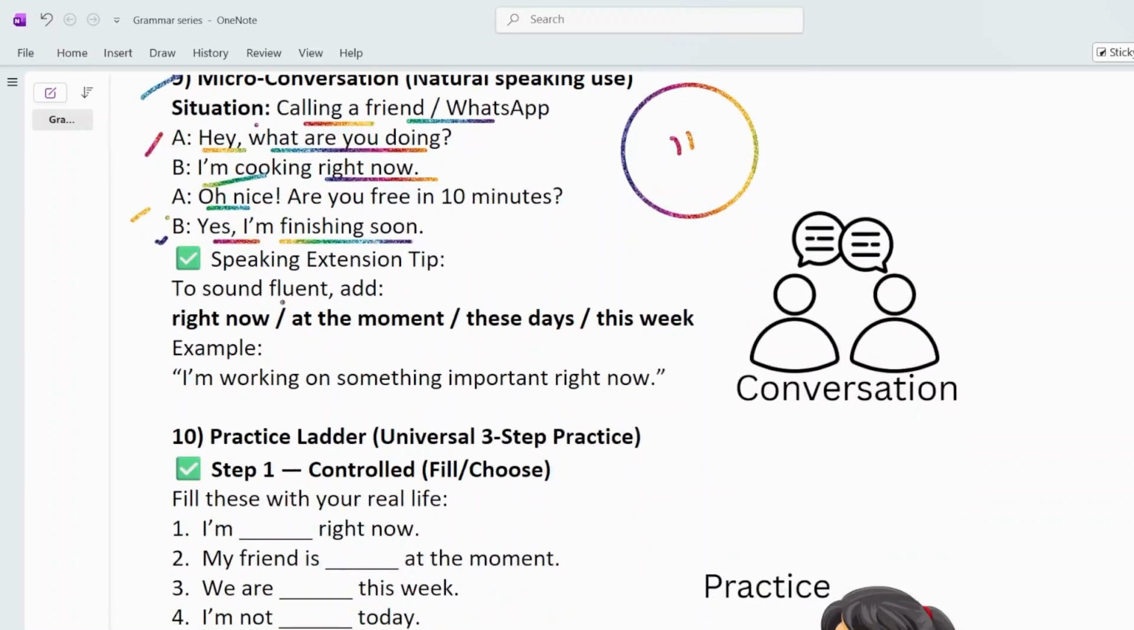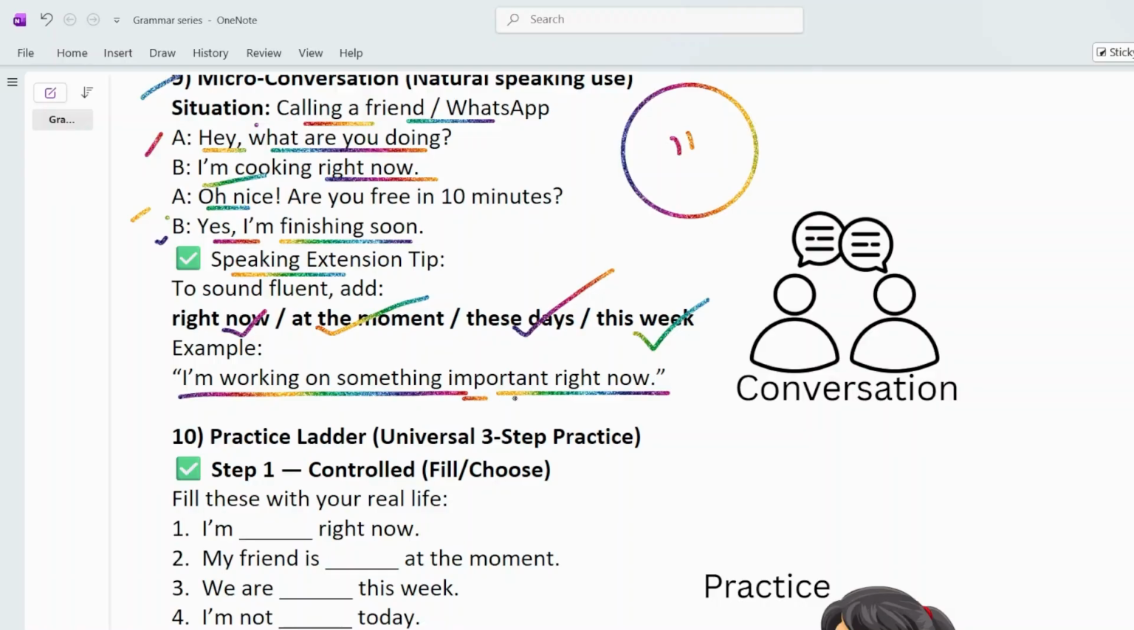All right, great. Now, a very small tip: speaking extension. To sound fluent, add the time at the end: right now, at the moment, these days, this week. A very small example: I'm working on something important right now. I am working on something. You can just finish your sentence there. Important right now is an extension.